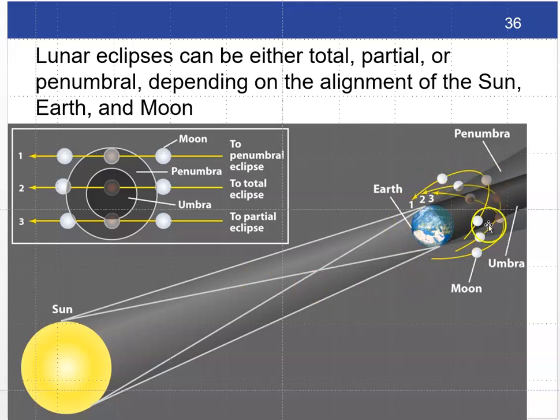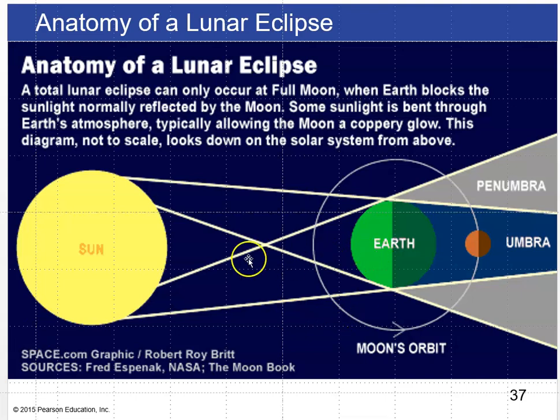Orbits are not perfectly aligned here. And if they aren't perfectly aligned, then you can have a partial eclipse or penumbral eclipse. And you can barely even notice this. This one, the umbral eclipse, is really cool. If you ever get a chance to see one of these, please do it. When the moon passes into the umbral part of the Earth's shadow, it really experiences a total eclipse. And it's really neat. It can turn all these funky colors. Again, not drawn to scale.